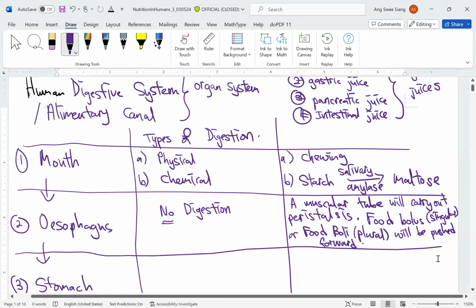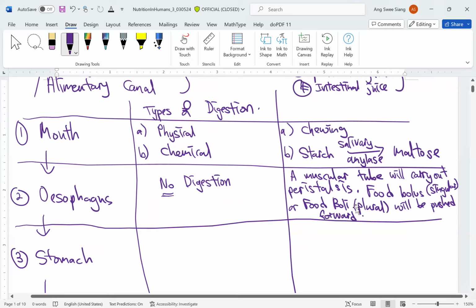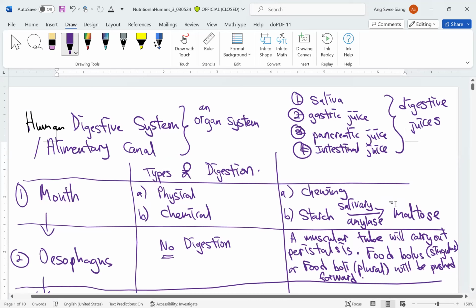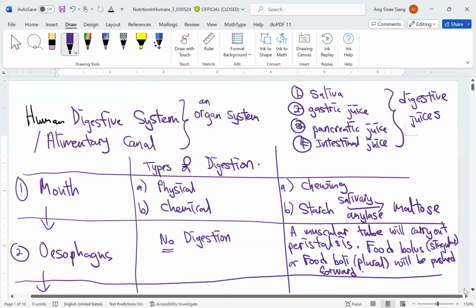Now my pronunciation may not be accurate, but the spelling is correct. But I'm quite sure it's called food boli and food bolus. Okay, I'll wait for a while. I've written quite a fair bit. I know some of you want to write it down. Peristalsis.